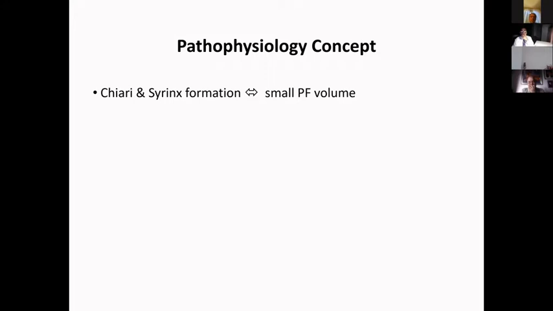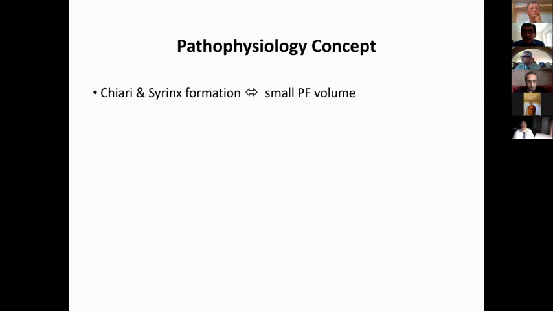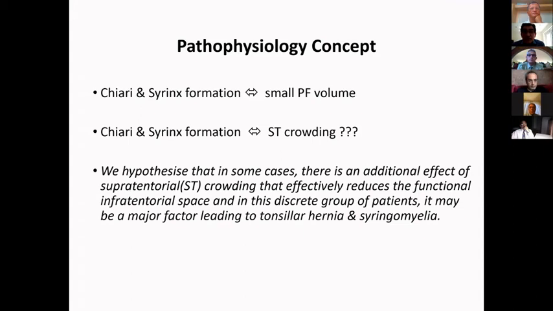So we know that some patients will progress, and we also know which patients will then end up getting a syrinx. And then we started putting together all this knowledge that we were acquiring. So we knew that Chiari and syrinx formation were associated with a small posterior fossa, and our experience with patients with cranial synostosis told us that those patients are more likely to develop what we call supratentorial crowding, and that will then push the small posterior fossa contents down into the spine, leading to obstruction of the foramen magnum and then subsequent development of the syrinx.